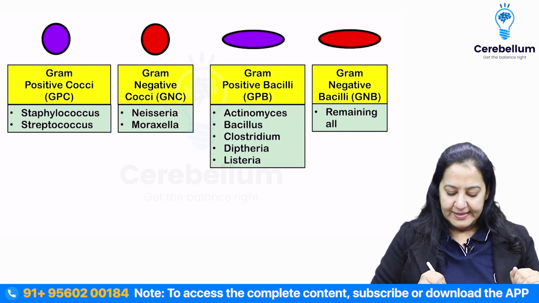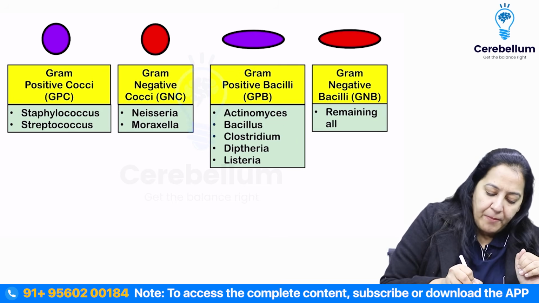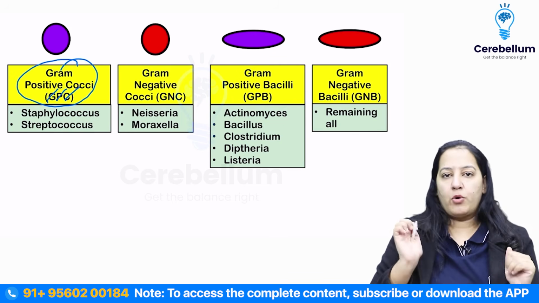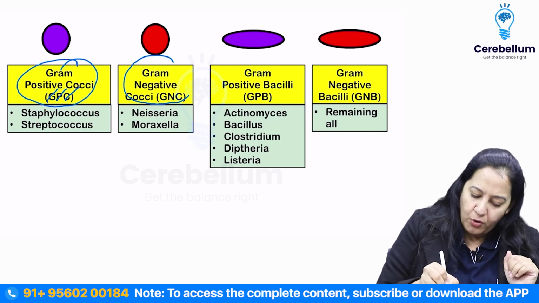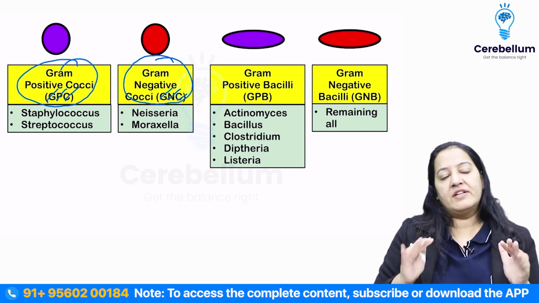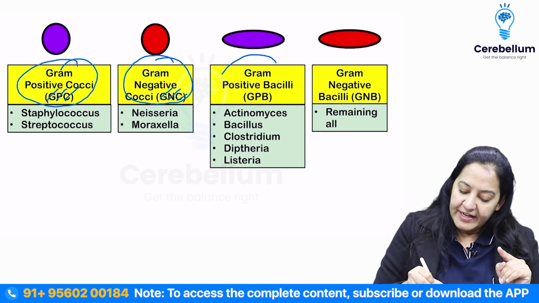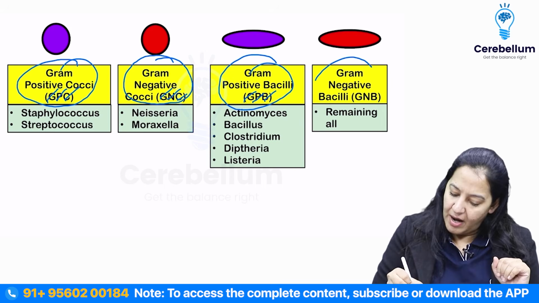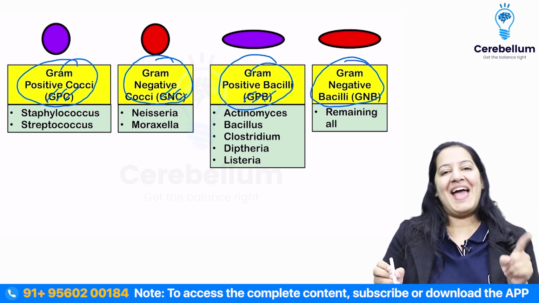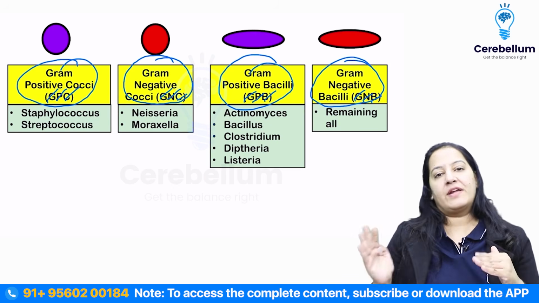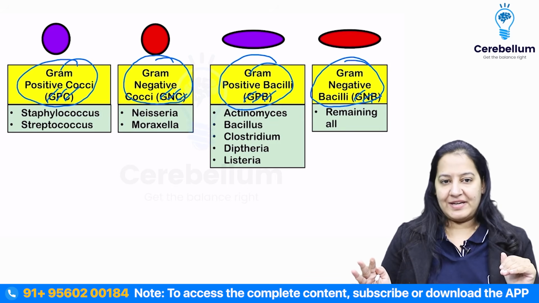What are the four categories here? Can you please tell me? It's gram positive cocci, known as GPC. It's gram negative cocci, GNC. After that, gram positive bacilli, GPB. And gram negative bacilli, GNB. You got my point? So these are the four categories under which we divide the bacteria.